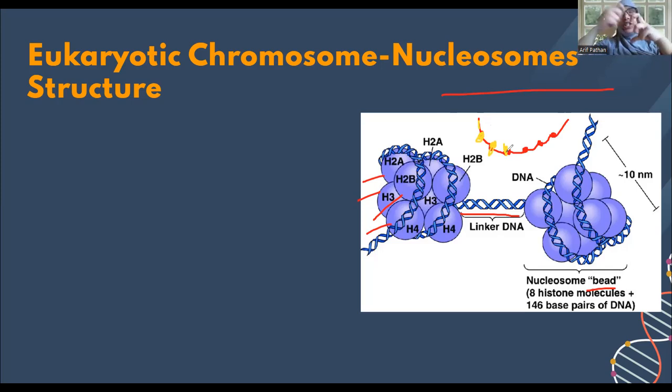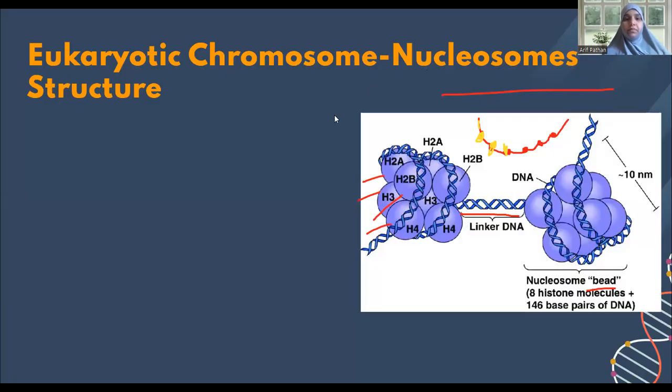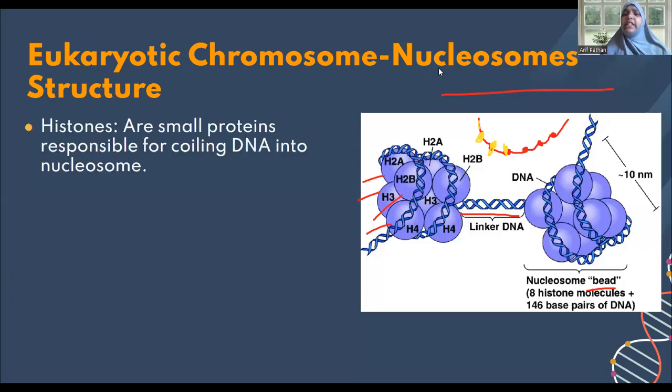But when you do this wrapping and then you let some string loose, then you wrap it again around another ball of histones, then some loose string, you just leave it. Then again you wrap it around another ball of histone protein. So it's like the bead on string model. Okay, so histones are protein structures which help in wrapping around the DNA.